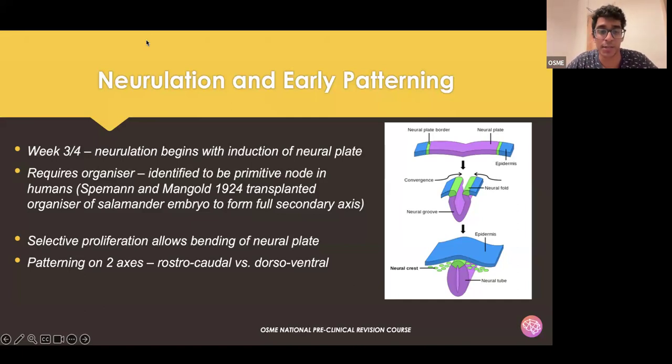So then after you have the initial induction of the neural plate, you have selective proliferation of cells. The cells begin to divide, especially the cells on the neural fold, which causes the neural plate to bend and eventually fuse, allowing it to form into the neural tube. This is shown on the right in the images, where you have this convergence of the neural folds and they eventually fuse, forming your neural tube.